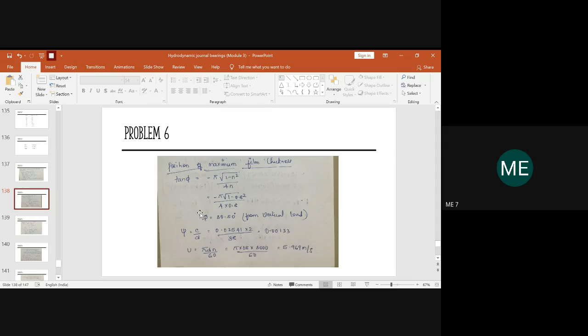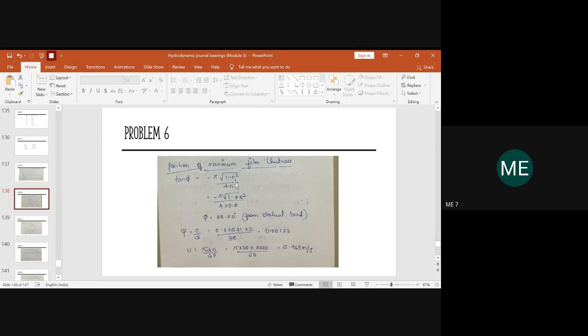H0 and H minimum, we usually calculate the magnitude, but where it is located, that angle has to be determined. To know the position where the film thickness is maximum, we usually use the formula tan phi is equal to minus pi into root of 1 minus n square upon 4n. Kindly note down the formula to determine the position of the maximum film thickness. It is available in the design handbook as well. So tan phi will be equal to minus pi into root of 1 minus n square upon 4n.